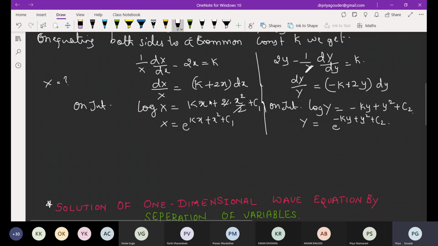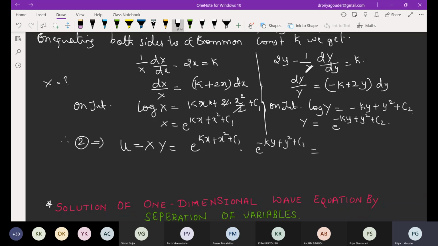Now this is not the end because we have assumed the solution in the form of XY, no? So we have to write in terms of that. Therefore, let us substitute in equation 2, u equal to XY. X is what? e raised to kx plus x square plus c1. Y is what? e raised to minus ky plus y square plus c2. Else, I will write like this. I'll just take it as c.